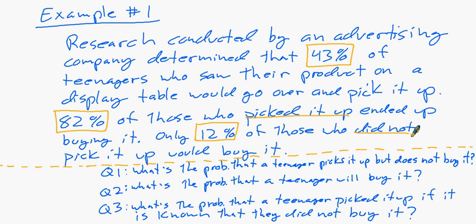All right, so this is a pretty real life situation. Studies like this are done actually all the time. There are all kinds of questions that we can ask. What's the probability that a teenager picks it up but does not buy it? Right. Advertisers probably want to know that. What's the probability that the teenager will buy it, regardless of whether they pick it up or not? What's the probability that a teenager picked it up if it is known that they did not buy it? All right, so that's going to be kind of going backwards a little bit.